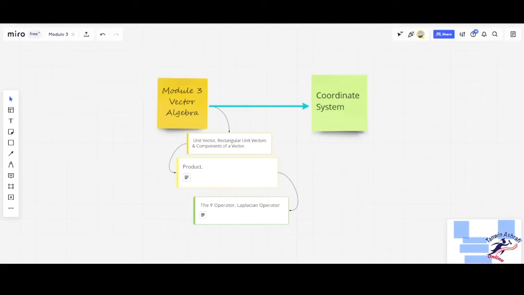Hello students, Module 3 deals with vector algebra. Today we are going to see the properties of unit vectors, components of vectors, product of vectors, and the operator which acts on the vectors. So let's start our journey.